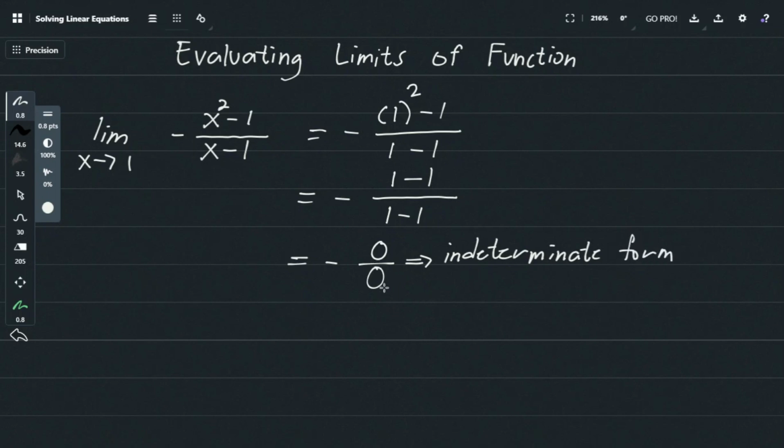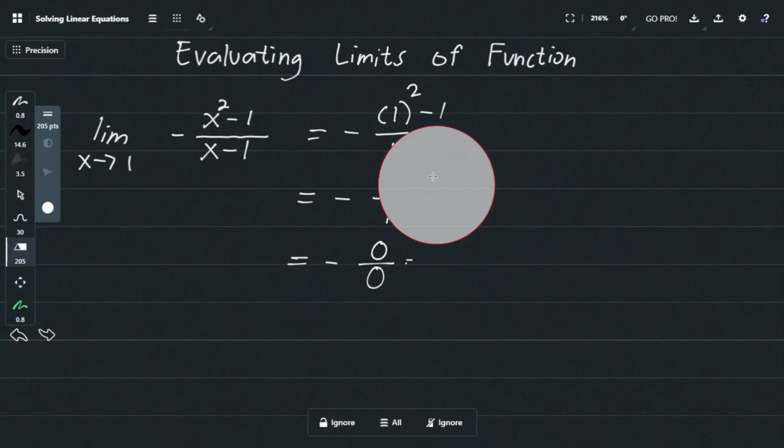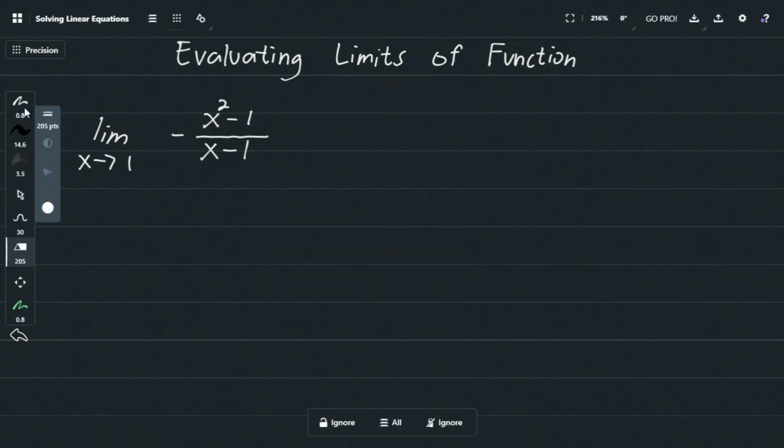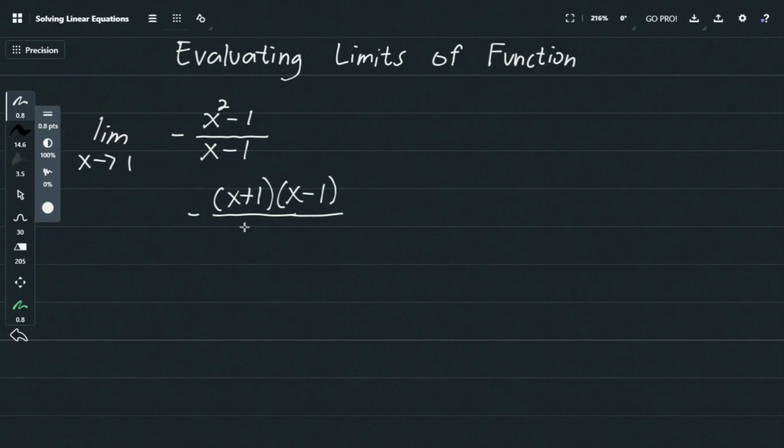To solve this problem, we are just going to factorize this expression. Okay, so let's erase this solution. So first, we're just going to factorize this expression. So x squared minus 1 can be written in this form: the quantity of x plus 1 multiplied by x minus 1, all over x minus 1.